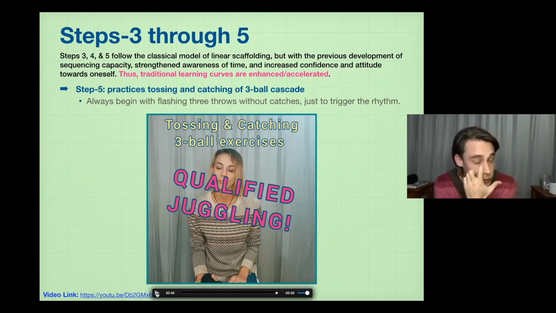So for the 3 ball, I encourage flashing first, and then determining how many throws you want to make before you start, because that's going to encourage visualization. But again, you're free to use your own strategies here.